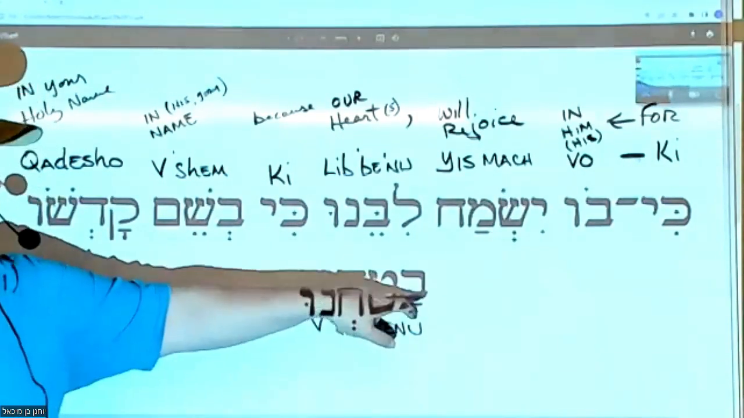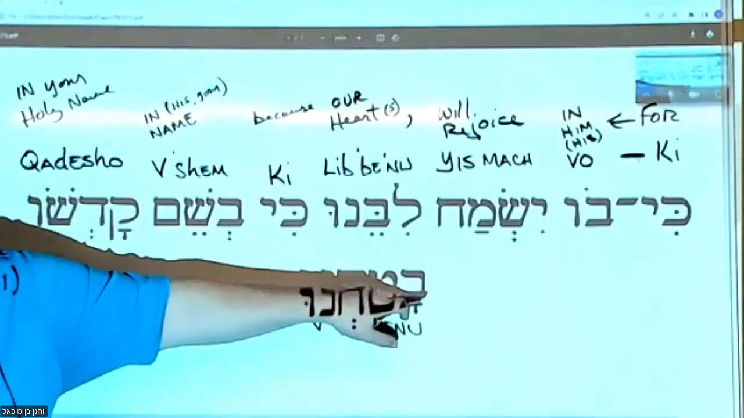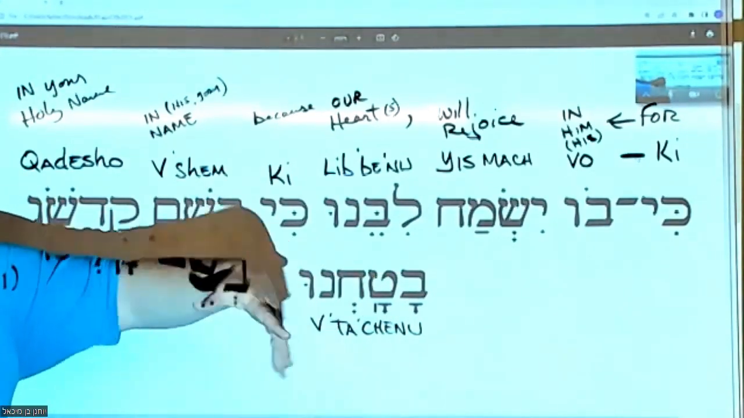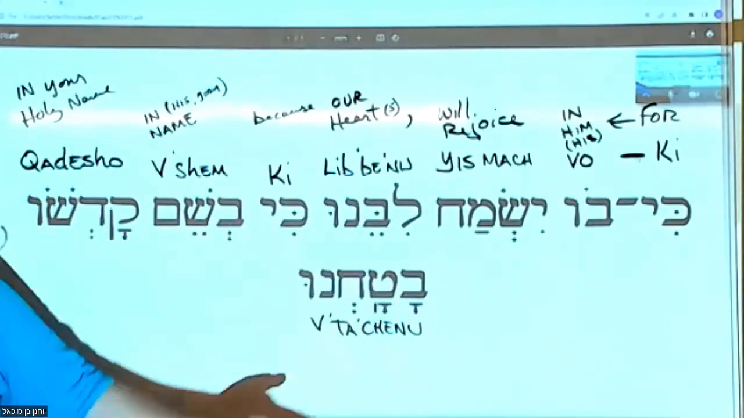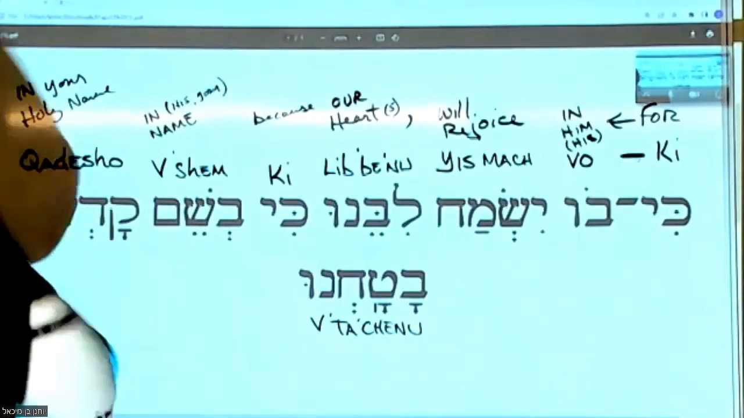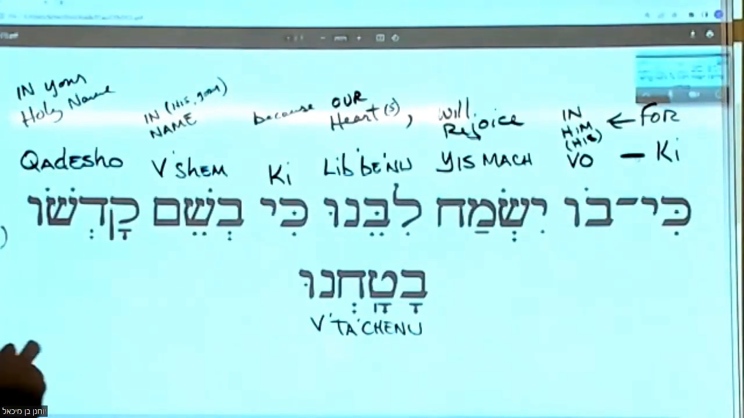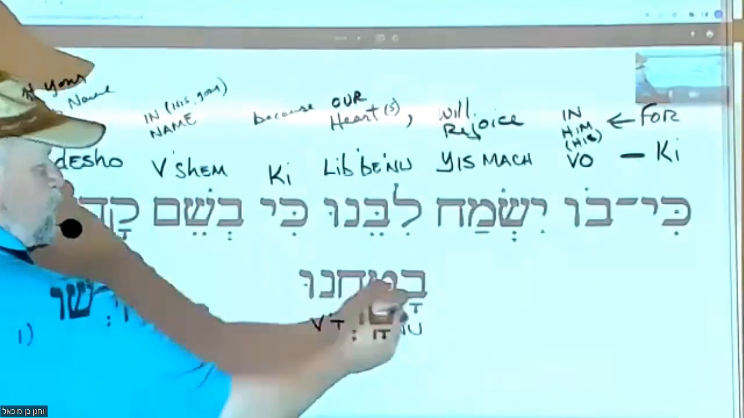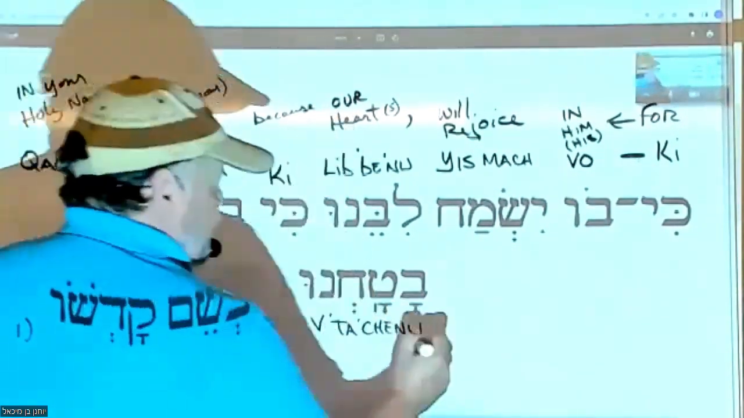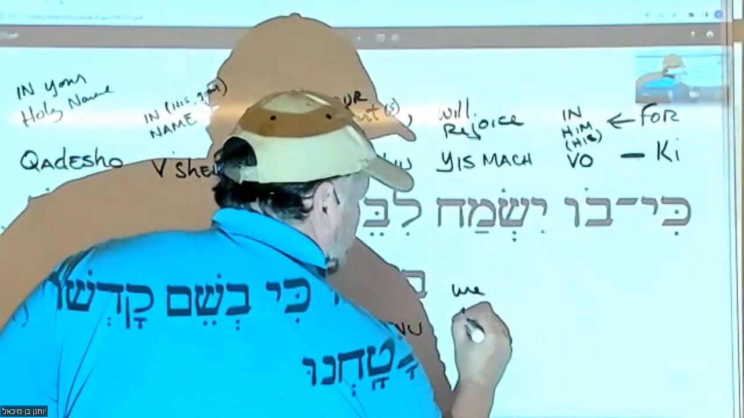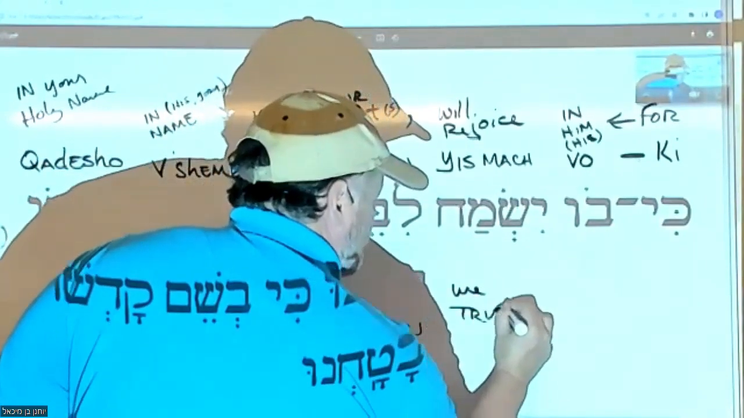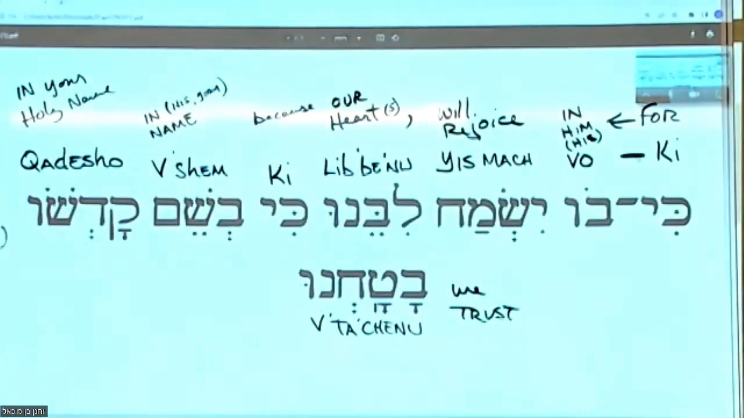Remember, you've got the action word, right? The verb here, and then the nu onto it. We are doing whatever that action is. So it's actually like trust we or trust us, but we can say we trust. Now the word batach means to trust, depend, to rely. All of those words are synonyms, right? Those all mean the same thing, right?